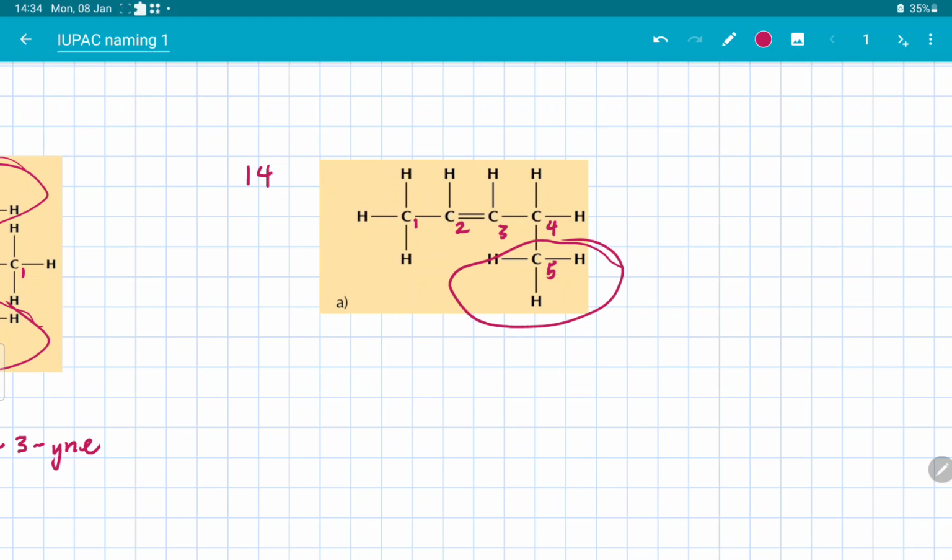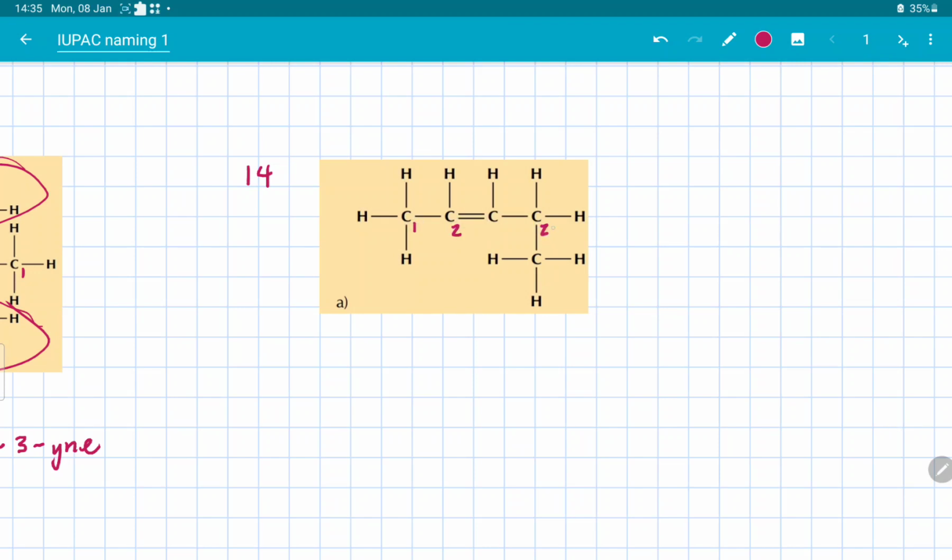This is not a branch either. And if ever you check starting from the bottom here, 1, 2, 3, 4, 5, still there's no branch. However, now we can't start from that side. Why? Because a functional group here must occupy the lowest number possible.